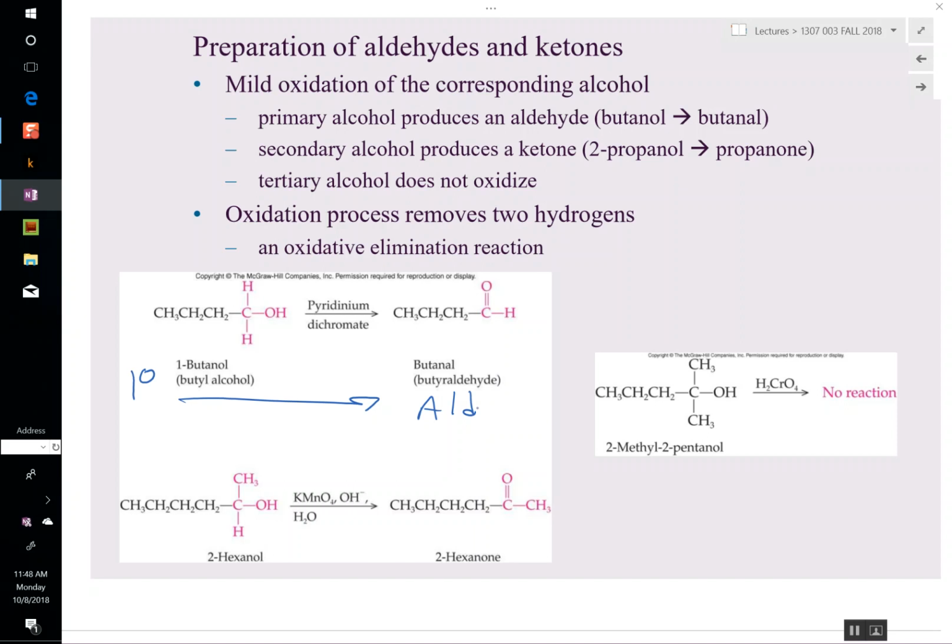Secondary alcohol. Here's a secondary one. I kind of wish this was drawn here and you could see the OH up here. If you bend this down and that up there, you can see this OH is on the second carbon. 1, 2, 3, 4, 5, 6. And you end up with the carbonyl on the second carbon. 1, 2. All right, so this is on that carbon right there.